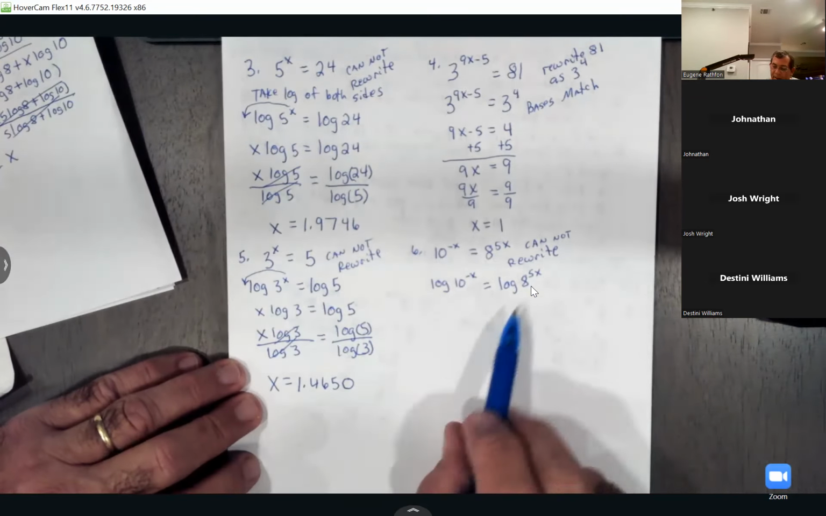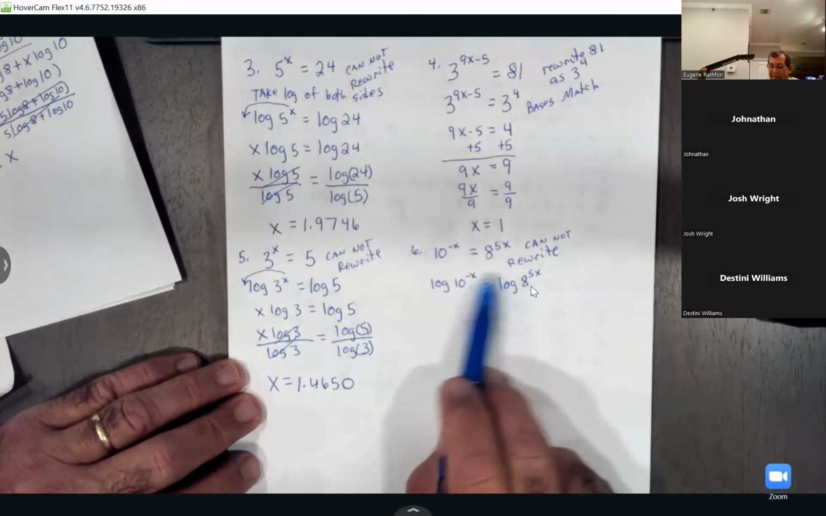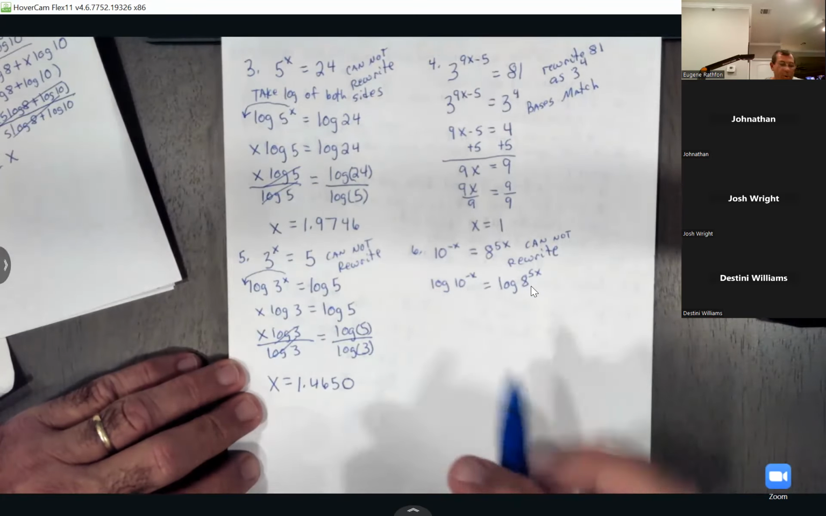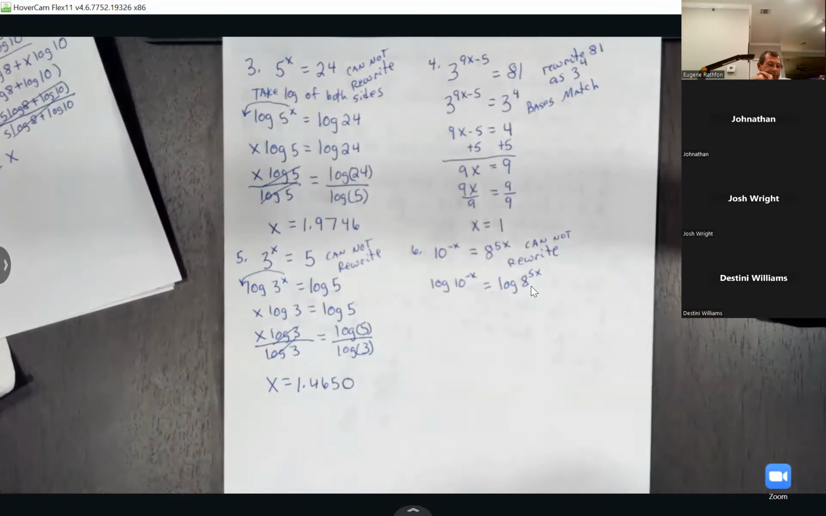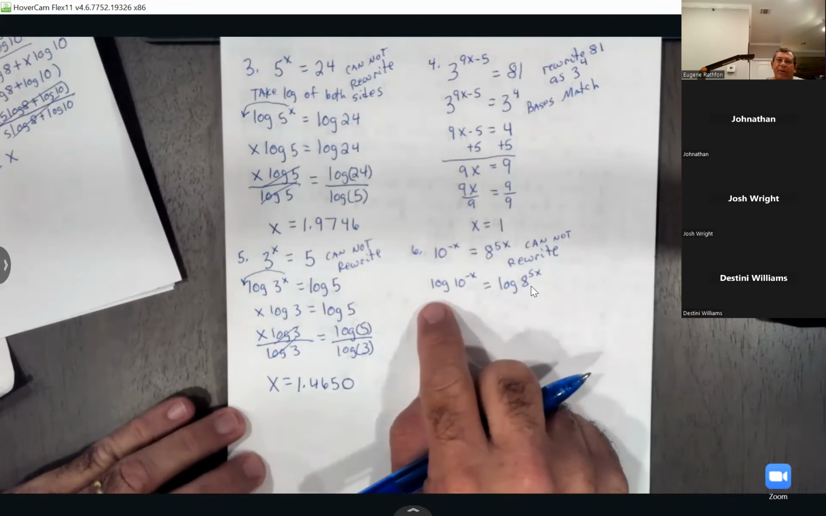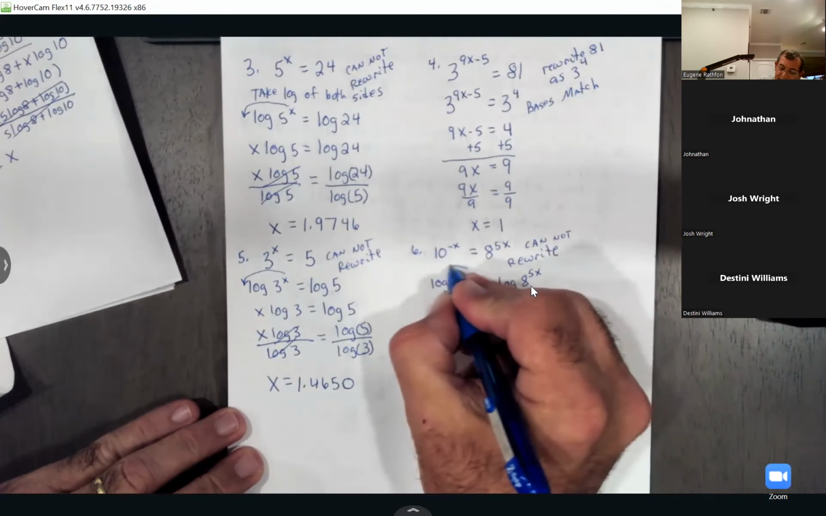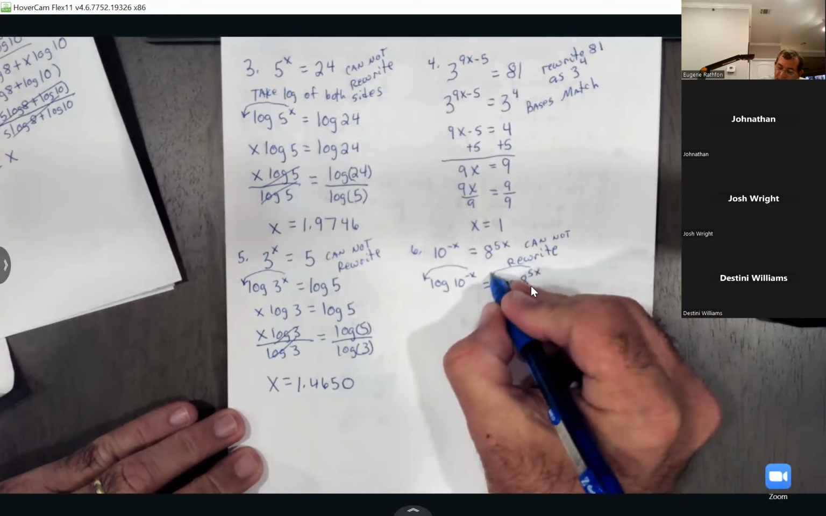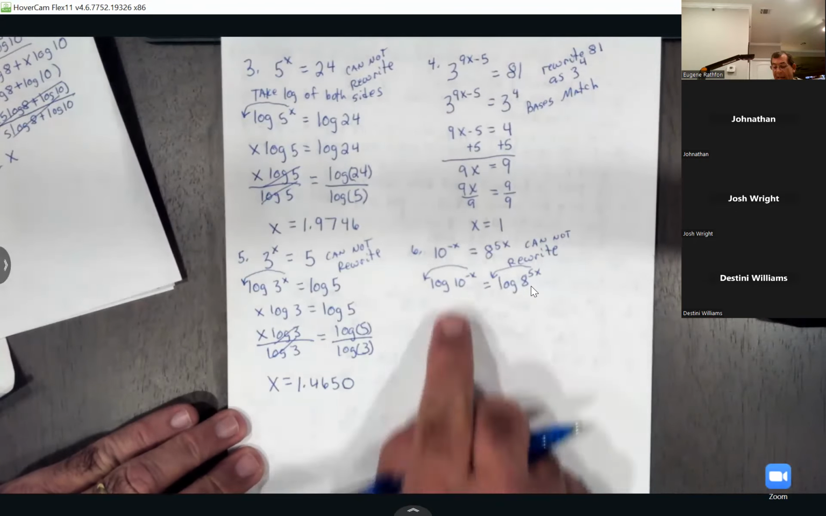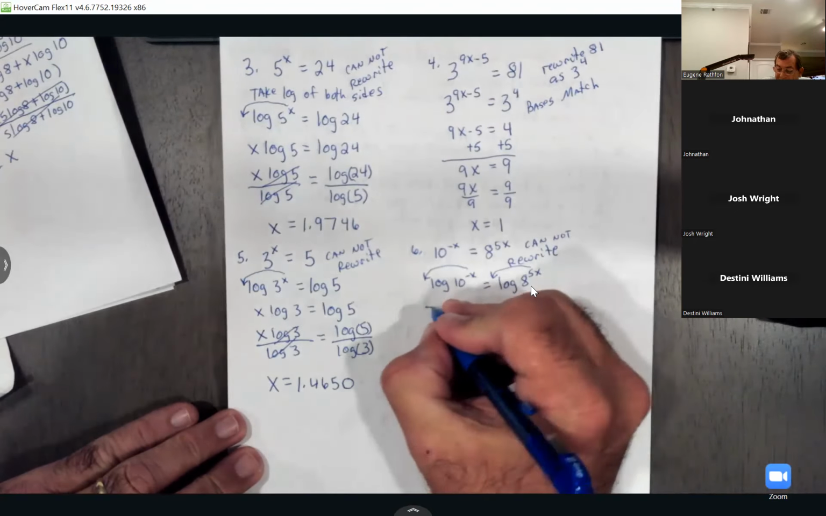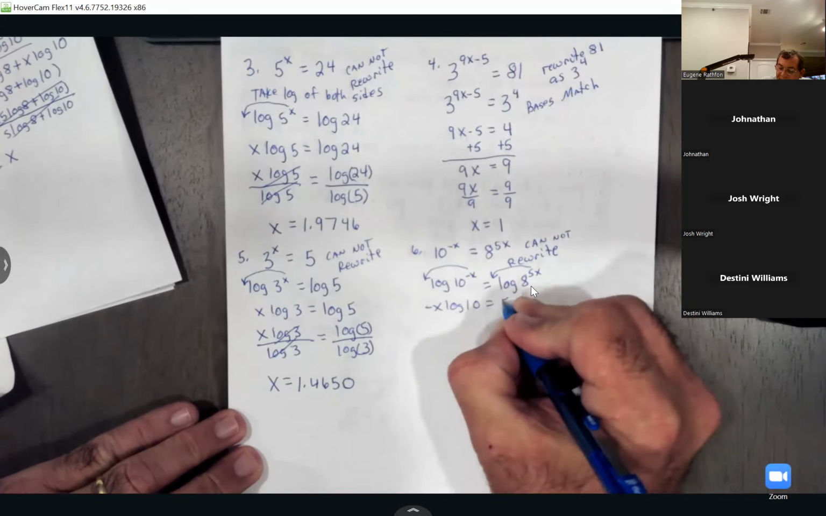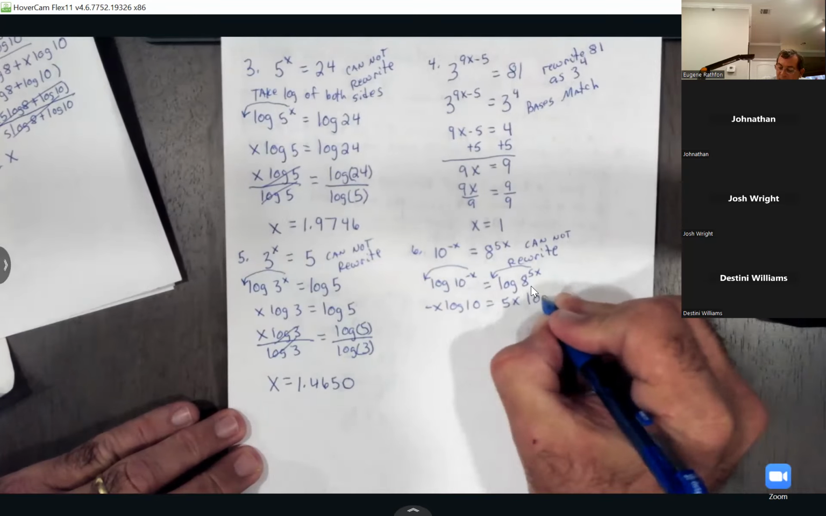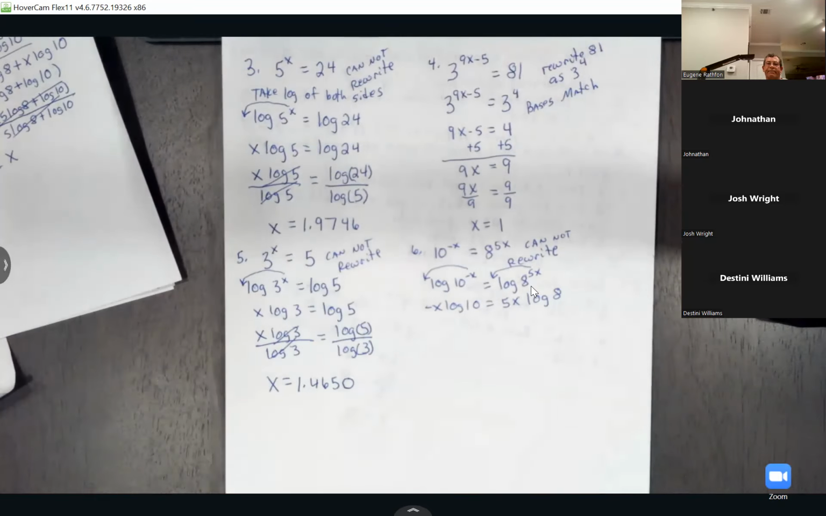All right, y'all. Guess what? On both sides, we're going to bring our exponents down. Well, let me show you another trick on this one. First let's bring our exponents down, and then I'll show you what I do to that. So that's the whole reason we took the log, was to bring those exponents down so that I get a negative x log 10 equals a 5x log 8.